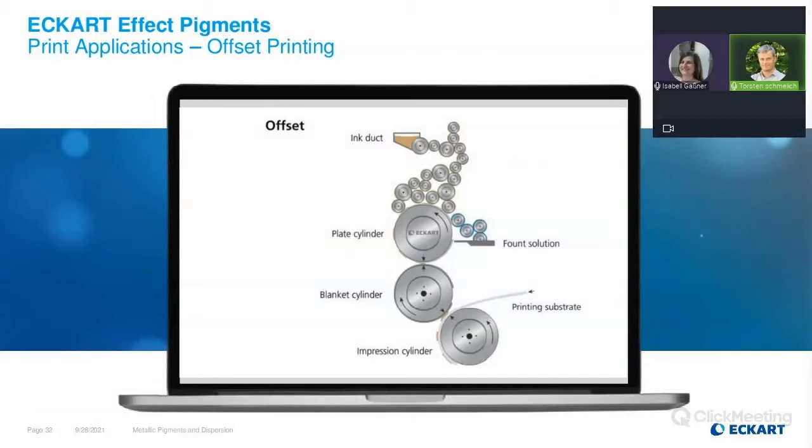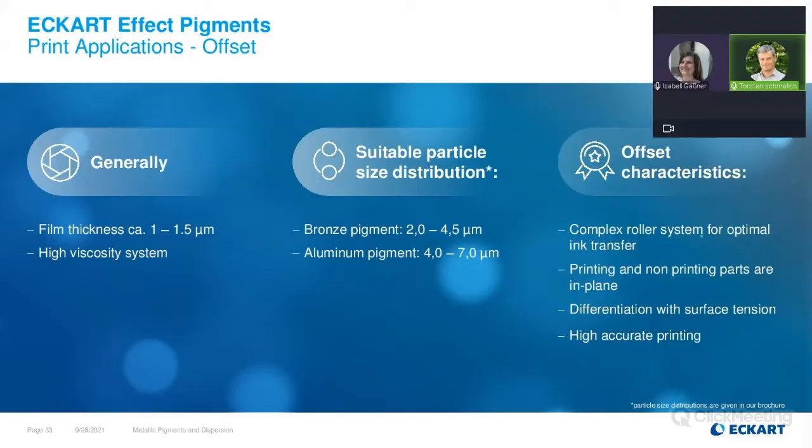The viscosity is high and a lot of rollers are rotating, so the ink is passing quite high shear on the way to the printing plate cylinder, to the blanket cylinder, and then finally onto the substrate. Yeah, this is sometimes a challenge for the lamellar pigment, so very fine particles, very fine pigments have higher thickness compared to gravure printing. So it's a special printing process that requires flakes that are more tough in terms of their mechanical stability.